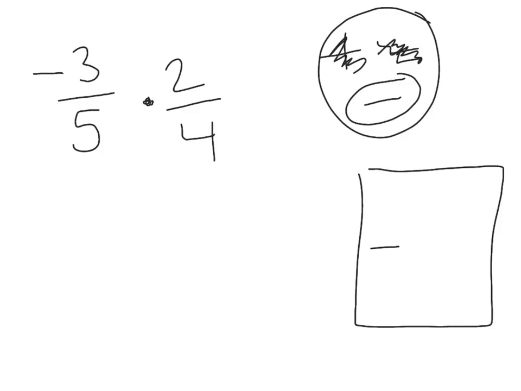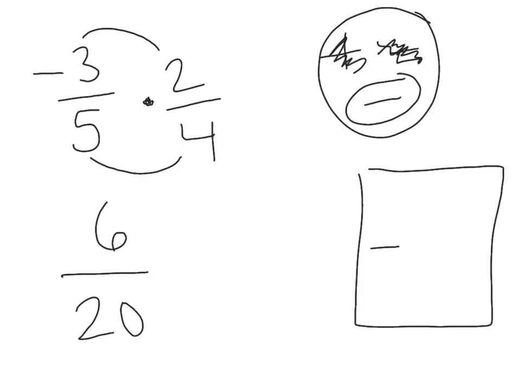And then with multiplying fractions, you just multiply your numerators, multiply your denominators, and then simplify. So 3 times 2 is 6. 5 times 4 is 20. So 6/20, and then I go ahead and simplify that. So I can divide both the top and bottom by 2. These are both even numbers.